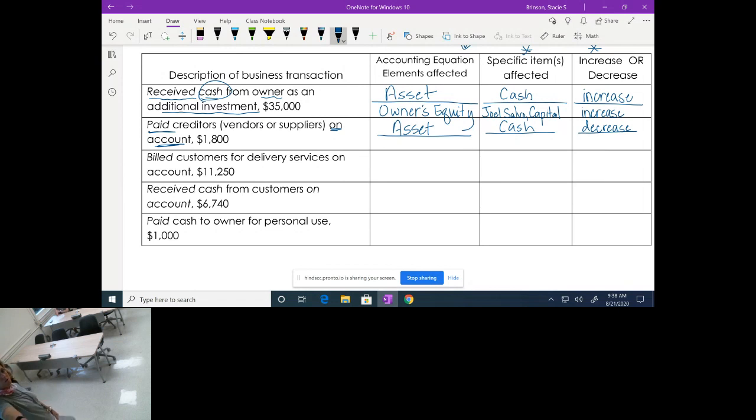Okay, so on account, and it's something that he owes, so we're dealing with which account? It is a liability. That's the accounting equation element. And which liability was it? Accounts payable. Okay, so did my accounts payable go down or did it get bigger? It went down. I don't owe as much anymore because I paid these people. So my liability decreased.